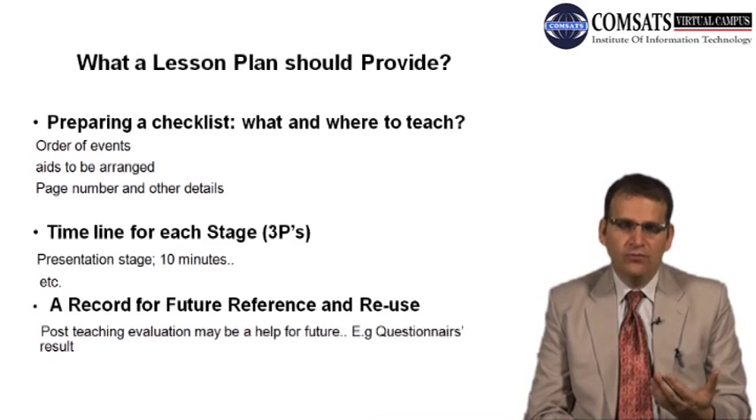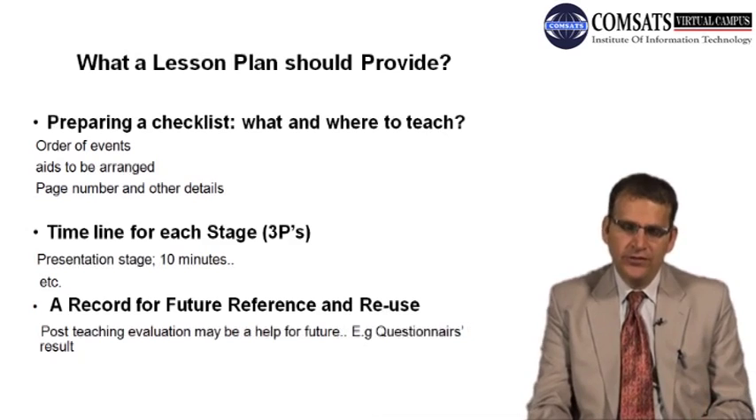So this is a very important point: you make a record of it and write down the comments. Maybe you had an activity and it worked well. Sometimes you plan an activity and it doesn't work. And sometimes you hit upon an idea, an activity, and it works well in the class. So you need to write those things down to improve your future teaching. That is what we call a record for future reference and reuse.